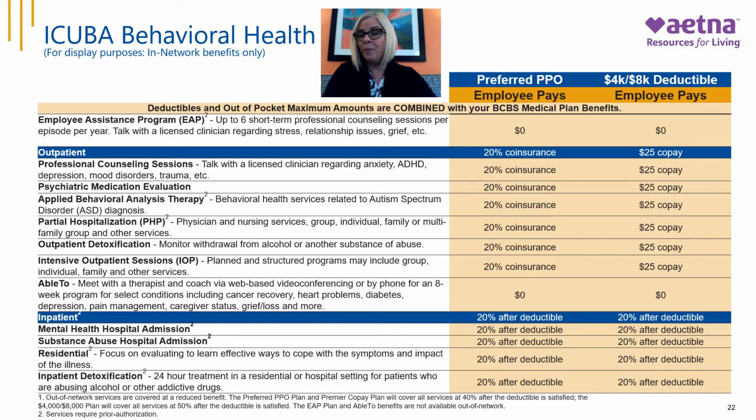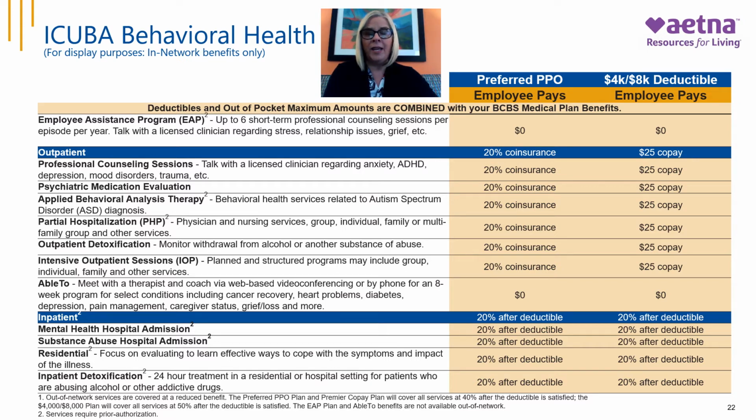health benefits through Aetna Behavioral Health. Let's take a look at the variety of services available and member responsibility. If you look at the first category, you'll see Employee Assistance Program, also known as EAP. Aetna's Employee Assistance Program provides up to 6 short-term counseling sessions per episode per year for everyday issues such as stress, relationship issues, grief, and more. This benefit is a free benefit at no cost to you.